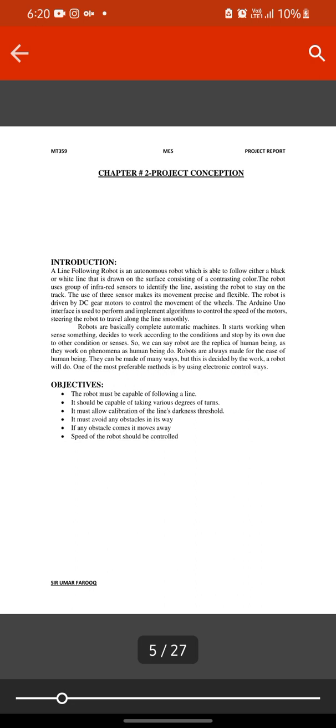Robots are basically completely automatic machines. They start working when they sense something and decide to work according to the condition, and stop by themselves due to other conditions or senses.